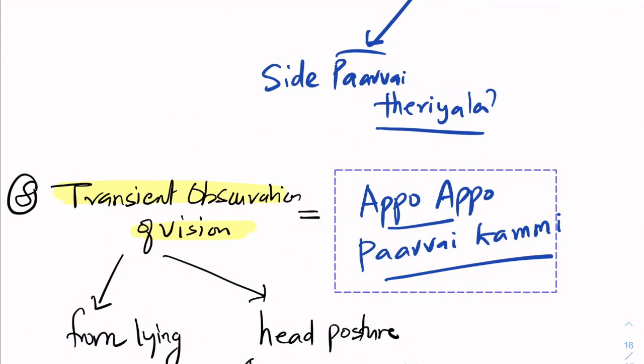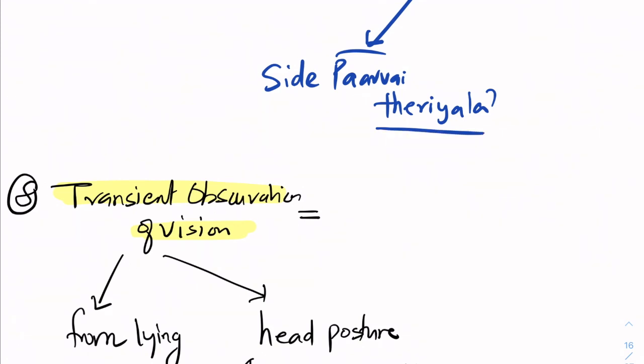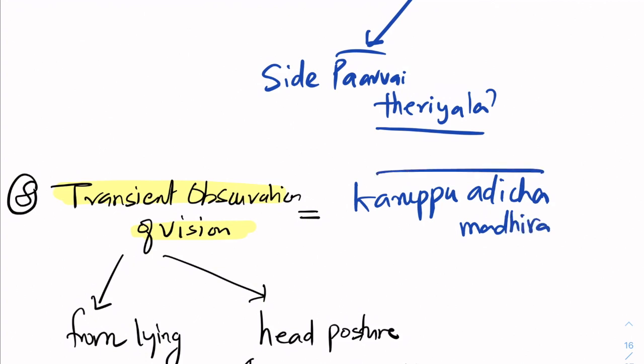The better way to ask is this: a transient obscuration of vision often has a completely blackout phenomenon. So கண்ணில் கருப்பு அடித்த மாதிரி இருக்கா? கருப்பு அடித்த மாதிரி means something like a blackout. கருப்பு means black. அடிச்ச means like painted, as if black is being painted before your eyes.